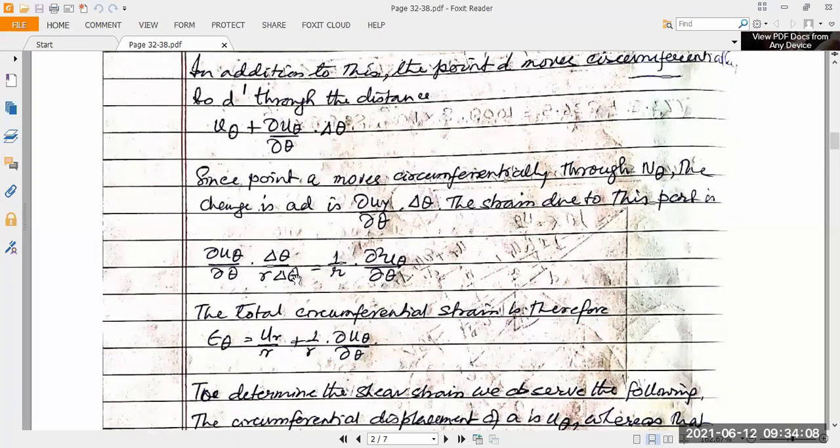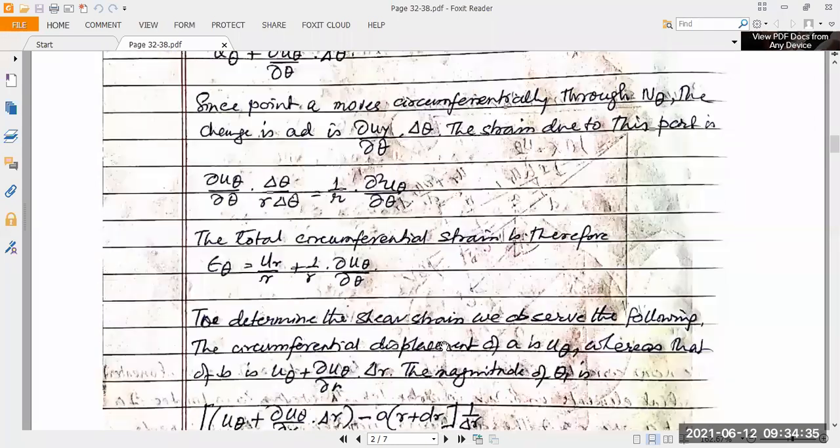because these two delta theta are cancelling each other, 1 by r d u_theta by d theta itself, which is not squared. So it will reduce to u_r by r plus 1 by r du_theta by d theta itself. Now, to determine the shear strain, this is the circumferential strain, u_r by r plus 1 by r du_theta by d theta, due to the change in radial distance and the change in the circumferential length.